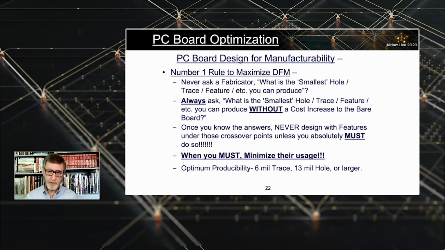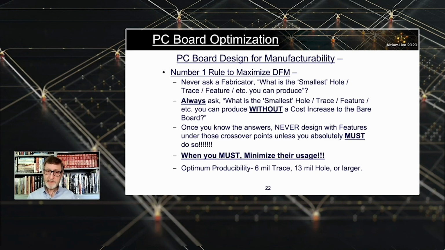This last bullet item on slide 22 shows an example of the last time I asked a fabricator, and it's been a while, so the numbers may be different now. The last time I asked, what's the minimum trace you can produce without a cost adder? They said 6 mil lines. And what's the minimum hole size, a plated hole, that you can produce without a cost adder? They said 13 mils, finished hole or larger. Talk to your fabricator, ask those questions. Don't assume. And go above those sizes when you can.